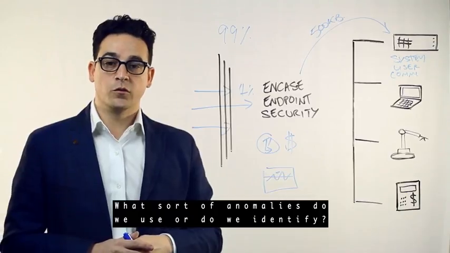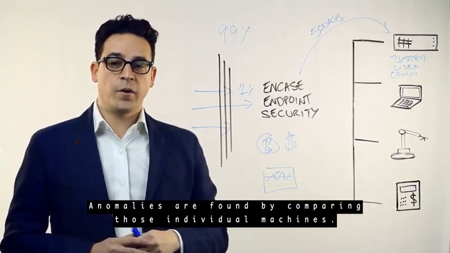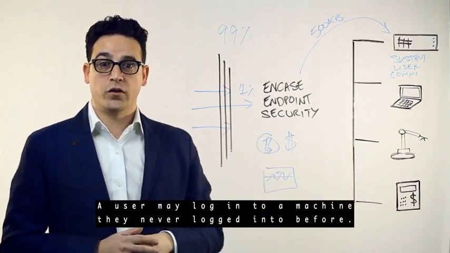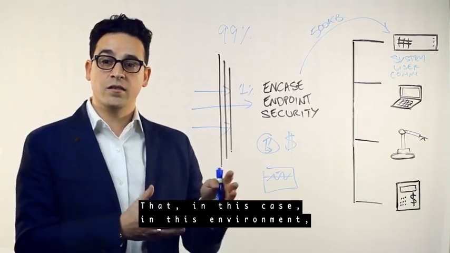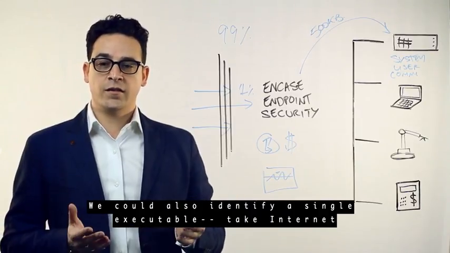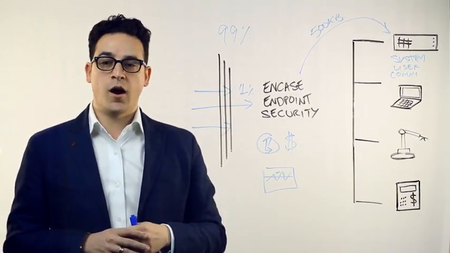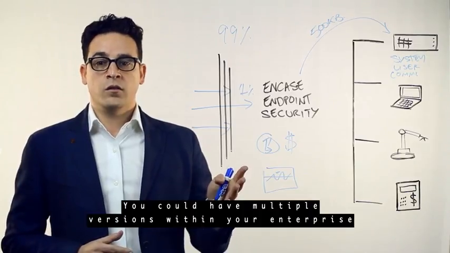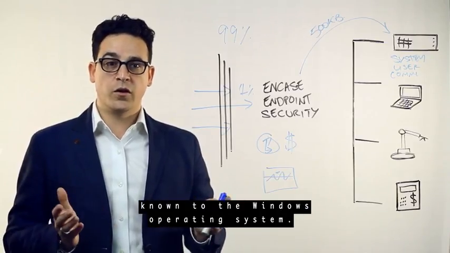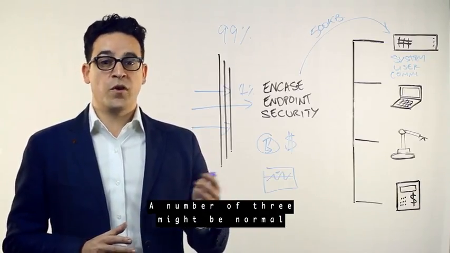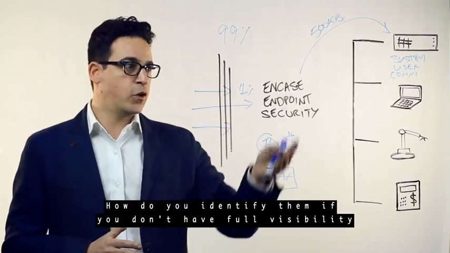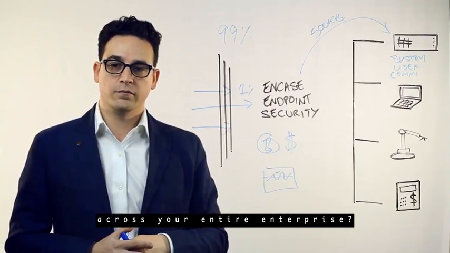What sort of anomalies do we identify? Anomalies are found by comparing those individual machines. So take an individual user. A user may log into a machine they've never logged into before. That, in this case, in this environment, in this network, would be an anomaly. We could also identify a single executable, take Internet Explorer or iexplore.exe. You can have multiple versions within your enterprise of this one single executable that's known to the Windows operating system. A number of 3 might be normal within your organization, but 4 or 5 might be abnormal. How are you to identify them if you don't have full visibility across your entire enterprise?